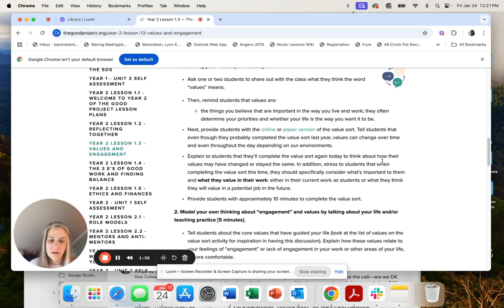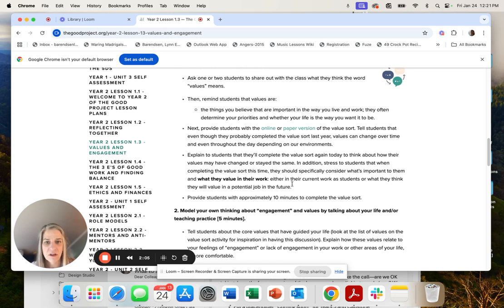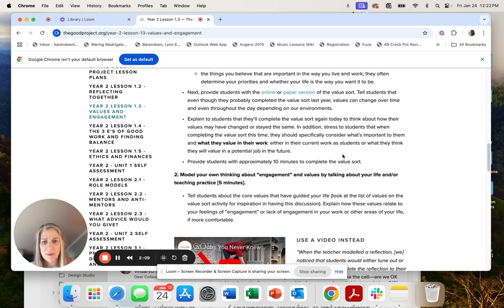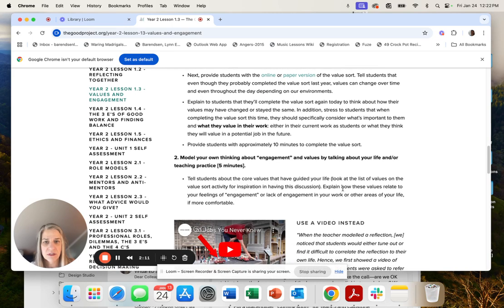And one of the things that we hope they will do is to continue to reflect, that importance of reflection, as we talked about just in the previous lesson, continue to reflect about their values because they will continue to evolve. And that's important. So they have about 10 minutes to complete the value sort.